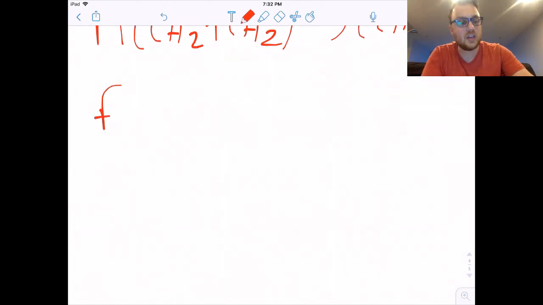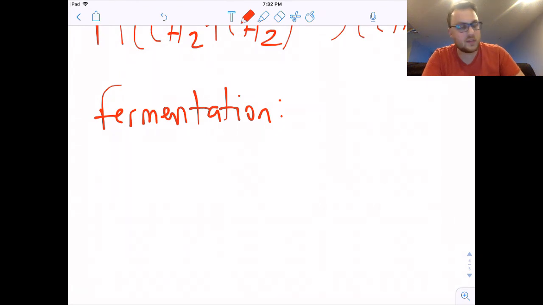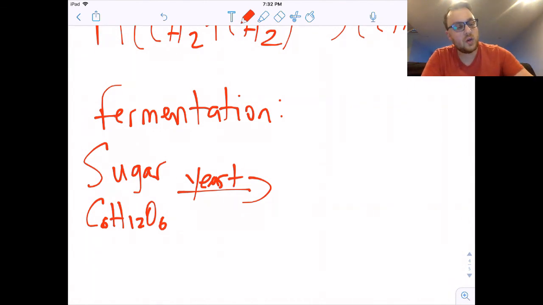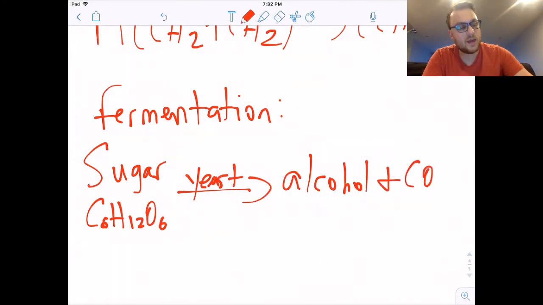Fermentation. The one, at least when my kiddos took this test, that one proved to be the most difficult one. So, fermentation is the same reaction every time. You take some sugar, like glucose, and you react it with some enzyme, usually found in yeast. You will always get an alcohol and carbon dioxide every single time. So if you've ever made bread dough at home, you need yeast, sugar, water.